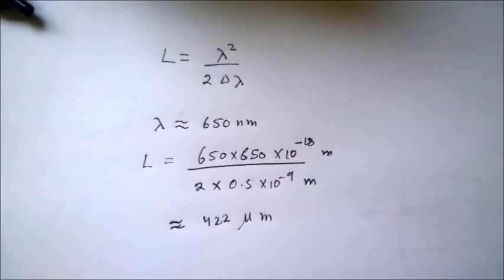Now by using this value of 0.5 nanometer and using the formula which we had calculated earlier, that the length of the cavity L equals lambda square divided by 2 into delta lambda, and I know that this is a red laser and its emission wavelength is close to 650 nanometer. So I put everything in the formula here, and by putting in all the values we can see that the calculated length of the cavity comes out to be 422 micrometer, which is close to 0.4 millimeter, which is very small. And it's such a technological wonder that we can fabricate such complicated optical devices in such a small space.